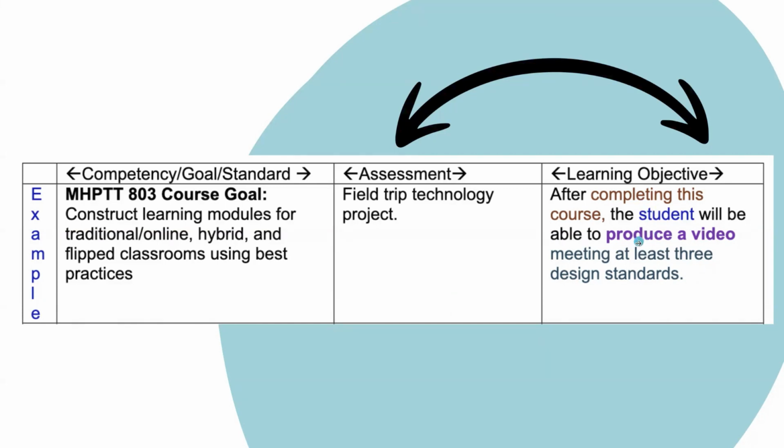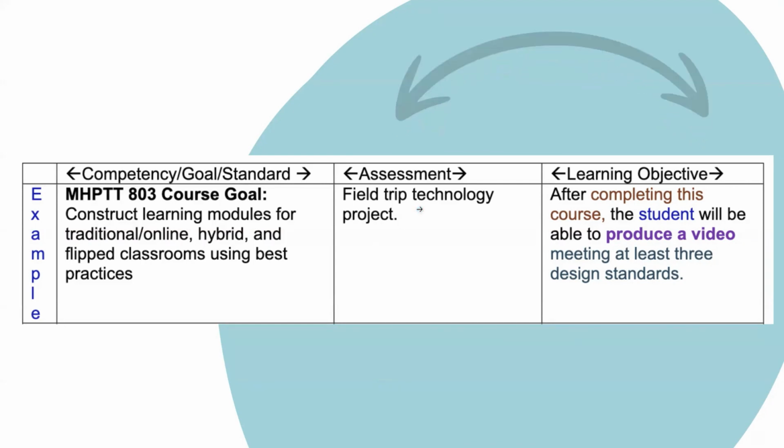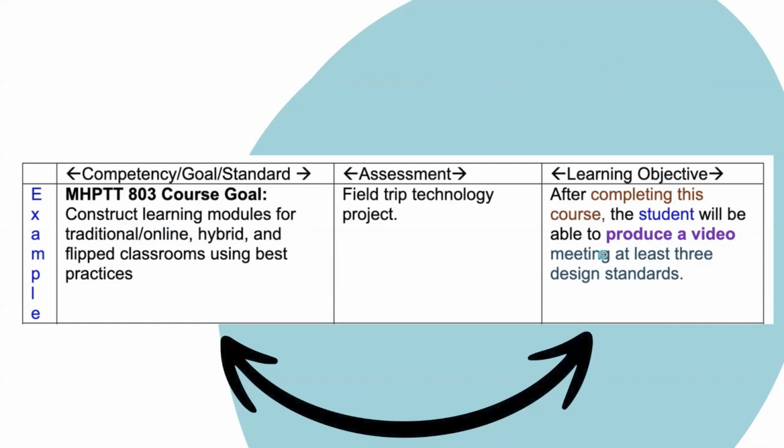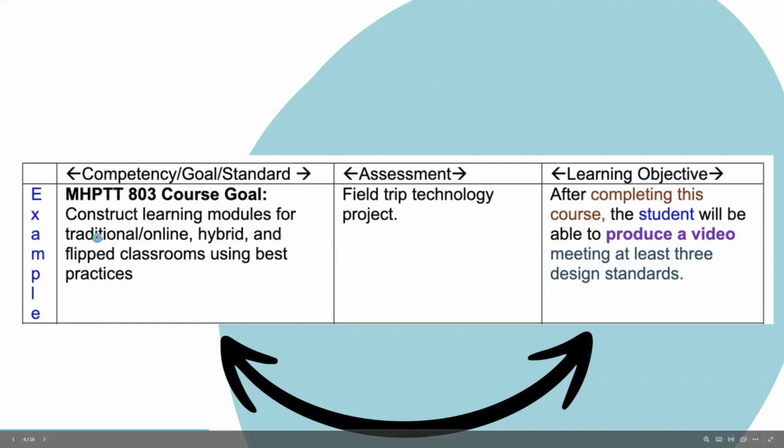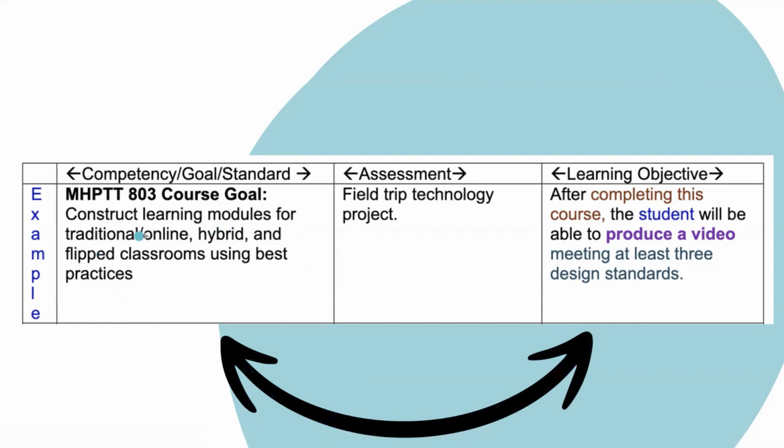After completing this course, they're going to produce a video. And then we know that this field trip technology project contains a video. So we will then look over here to our competency goal based on our learning objective. So we know they're producing a video, and over here we're having them construct learning modules for these different types of classrooms. So we know that a lot of times in online or hybrid or flipped classrooms, you might use those videos. And so they're constructing learning modules, which include this field trip technology, because usually it is on a tour of something to help them learn.